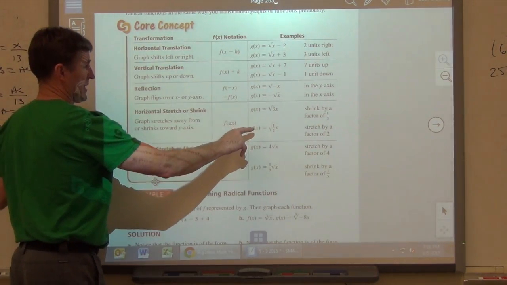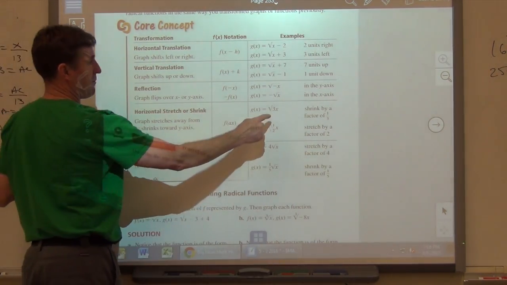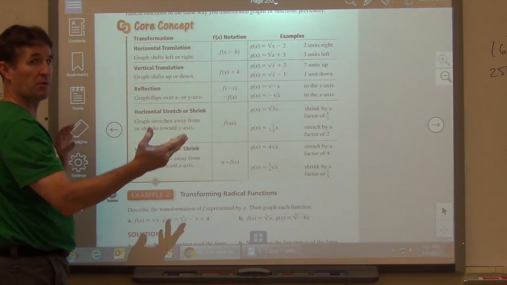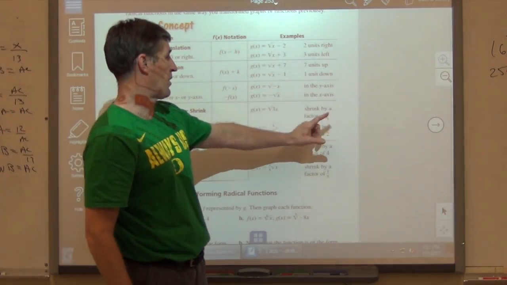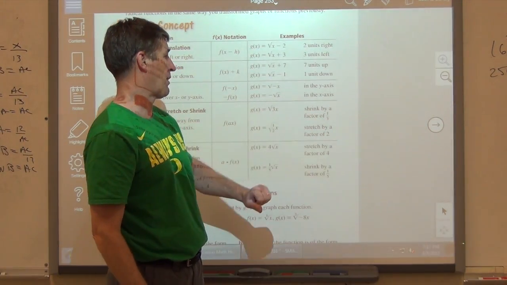The big thing people make mistakes on is the horizontal stretch and shrink. Remember, if it's horizontal, it says 3x. Remember, it's the reciprocal of what it says, so it would be 1/3, so that would be a horizontal shrink by 1/3.